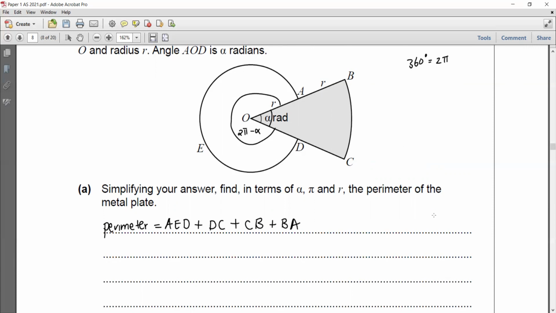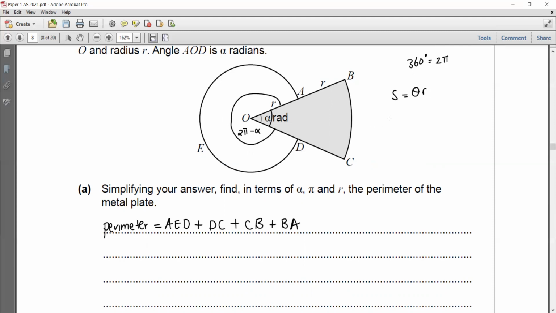Again, these conversions are in the formula sheet. So if this is alpha radians, then this angle over here is 2 pi minus alpha. And then from the formula in the formula sheet, if you want to work out the arc length, we know that S, the arc length, is equal to our angle theta in radians multiplied by the radius. So this is theta times r.